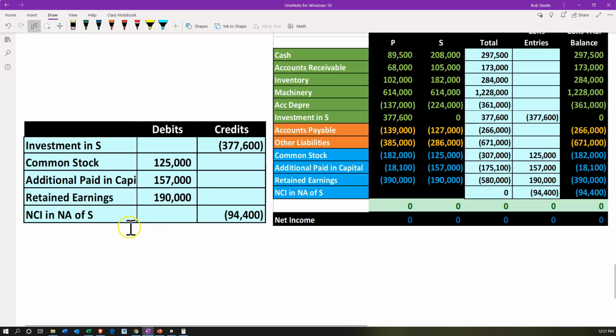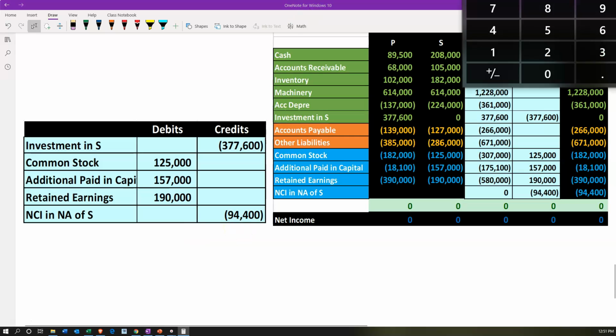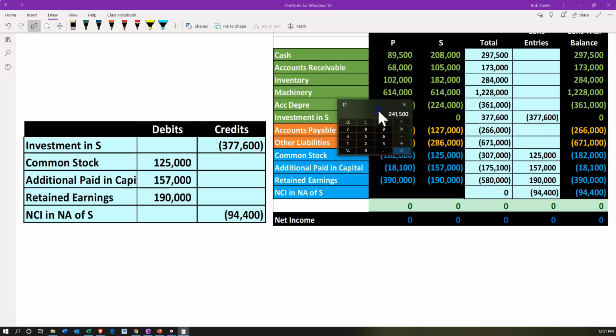Then we have the non-controlling interest in NA, and we can calculate this a couple different ways. We can say it's the assets minus the liabilities, and then use our new percentages that we have, or the equity section, and use our percentages. So we can say I'm going to take the 108 or the 208,3,000 plus the 105 plus the 182 plus the 614 minus the 224 minus the 127 minus the 286. We could take that times the controlling interest, which was 80% after this.